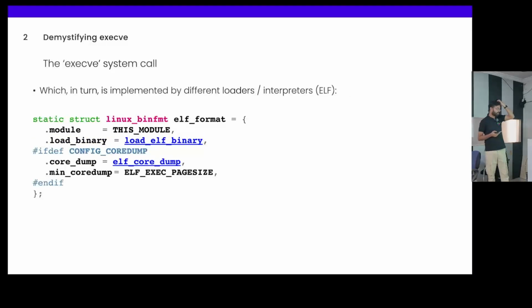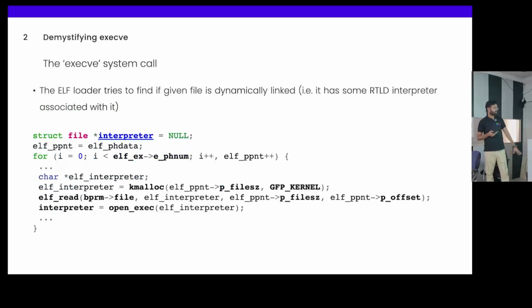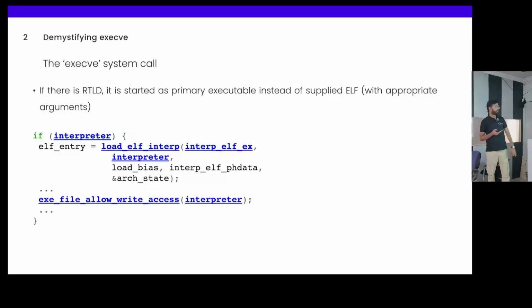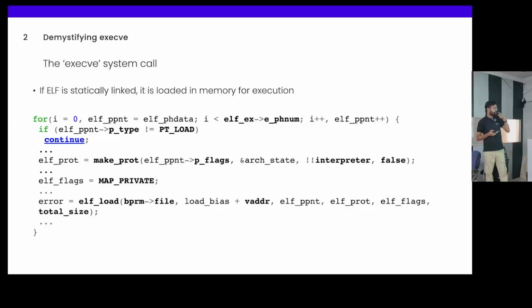Okay, now if we go inside this system call, so eventually these function pointers will be called here and all that loading stuff will happen, and then here you see it trying to figure out whether there is an interpreter associated with that or not for dynamically linked one, and then if there is an interpreter, what it will do, it will basically make that interpreter the primary executable, and then the interpreter will do the rest of the stuff. If it is statically linked, then basically it will start allocating memory, start setting permissions, and start mapping data from that ELF for execution.